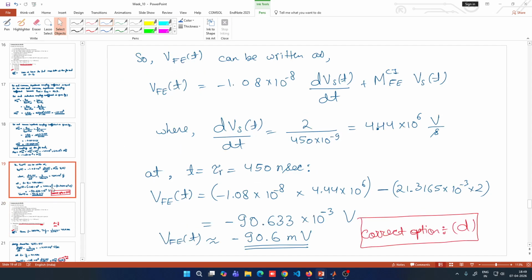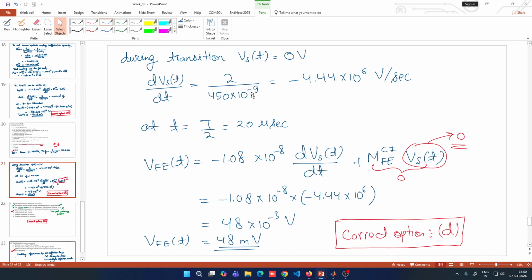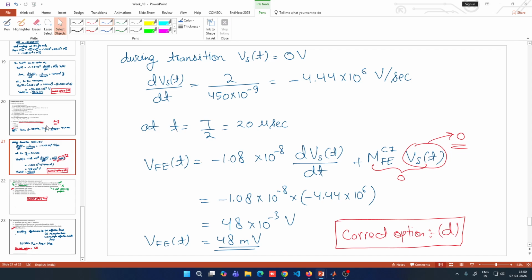I have uploaded these slides. So in question number 8, we have to determine the crosstalk at the far end. Same thing, but here the time is t by 2. So I hope this is clear.